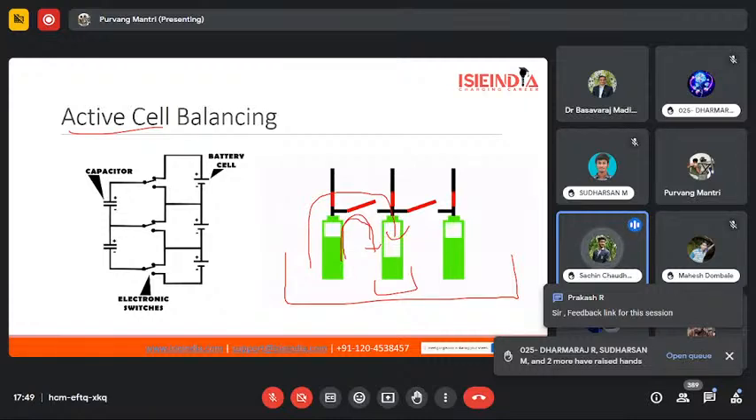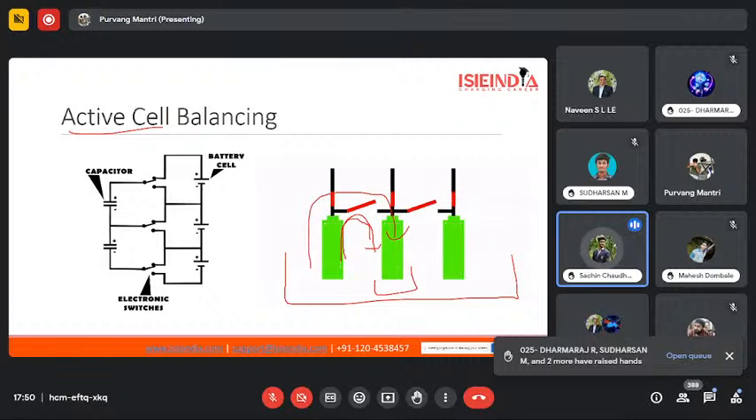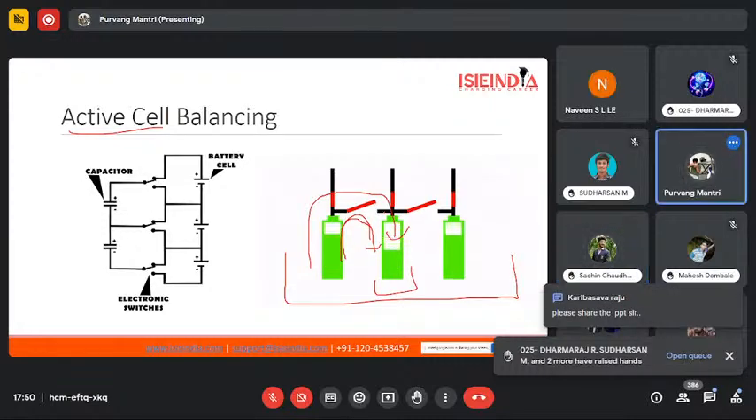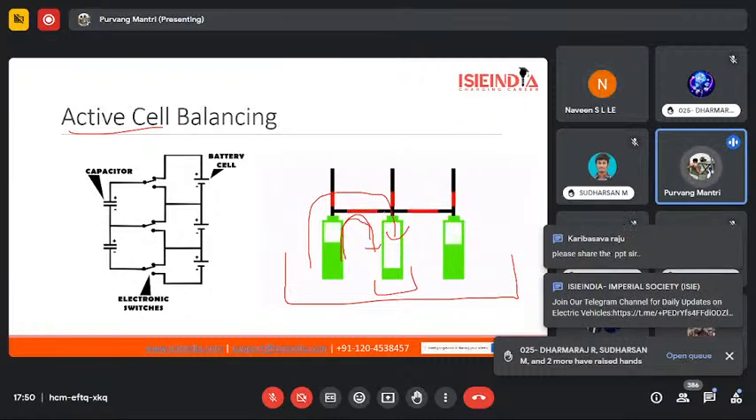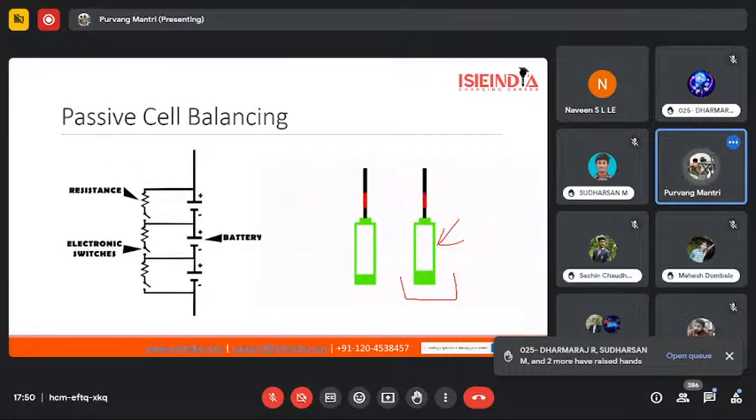Now the industry is using active cell balancing in the battery management system. Nobody is doing passive cell balancing. So what is the reason? One reason is that the safety of active cell balancing is much better compared to passive cell balancing. Passive cell balancing can lead to a reduction of the lifespan of the cells. How is that, sir?